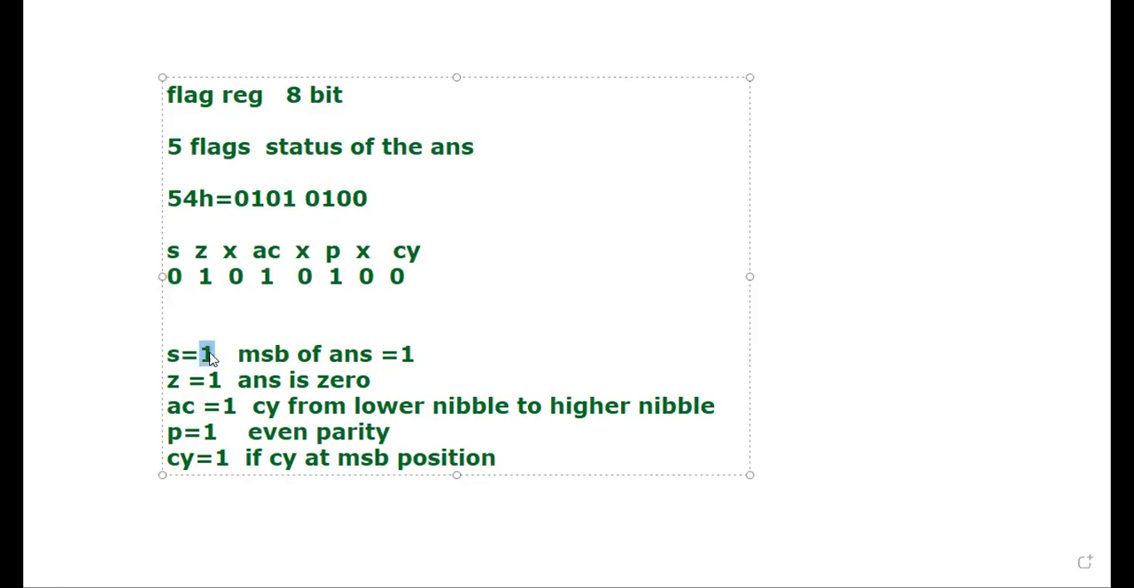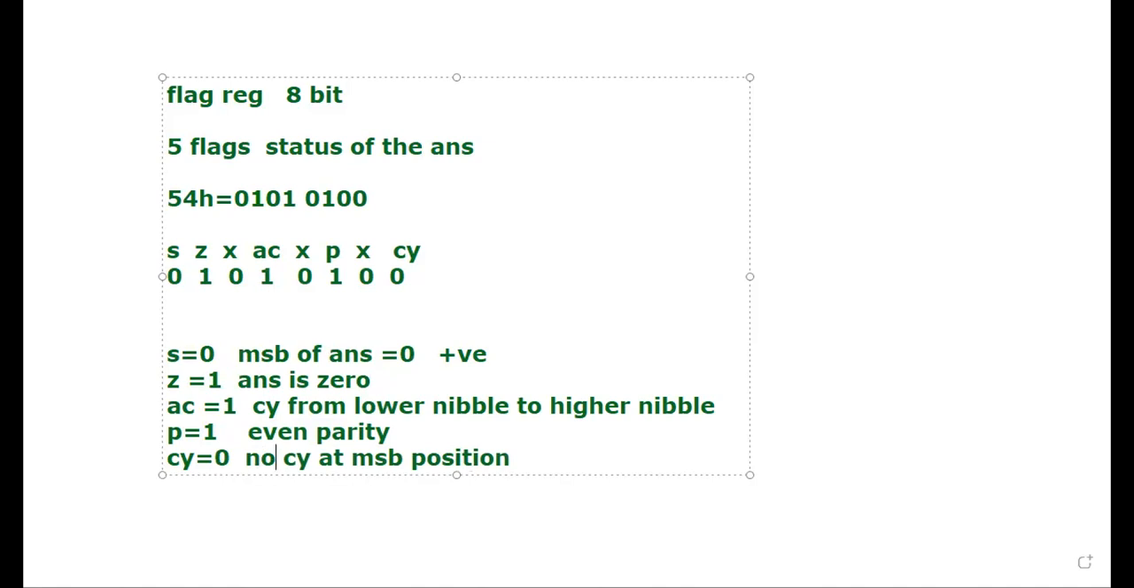What is the sign flag? It is 0, right? That means the MSB of the answer is 0. That means it is a positive number. If the sign flag is 1, then it is called a negative number, as the MSB of the answer is 1. Zero flag is 1, so the answer is 0. Auxiliary carry is 1, so there is a carry from the lower nibble to the higher nibble. Parity is 1, so there is even parity in the answer. And carry is 0 in this case, so there is no carry at the MSB position. So this is the interpretation of the flag register.